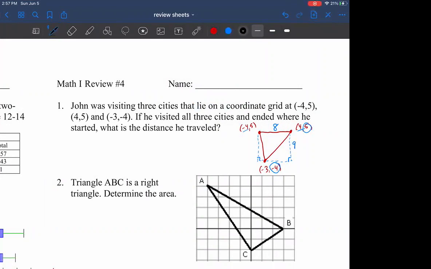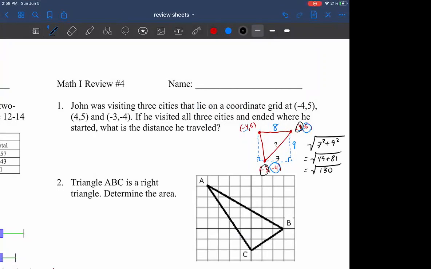Then look at the x numbers from 4 to -3. Go back 4 to get to 0, then another 3 to get to -3. 4 and 3 makes 7. So to get the distance on this hypotenuse of the right triangle, we do the square root of a squared plus b squared. So 7 squared plus 9 squared is the square root of 49 plus 81, which makes 130. So the square root of 130. I could try to list out factors, but for right now I'm going to leave it as the square root of 130.